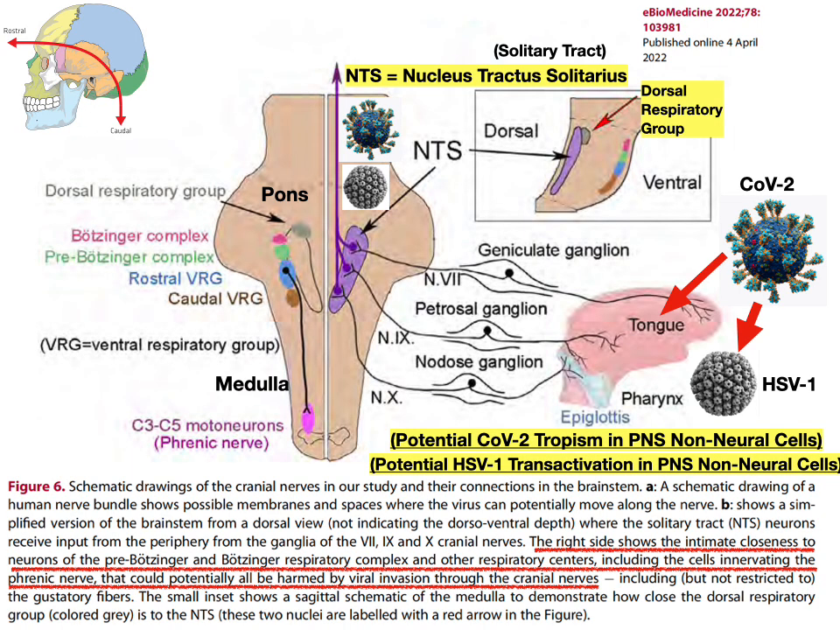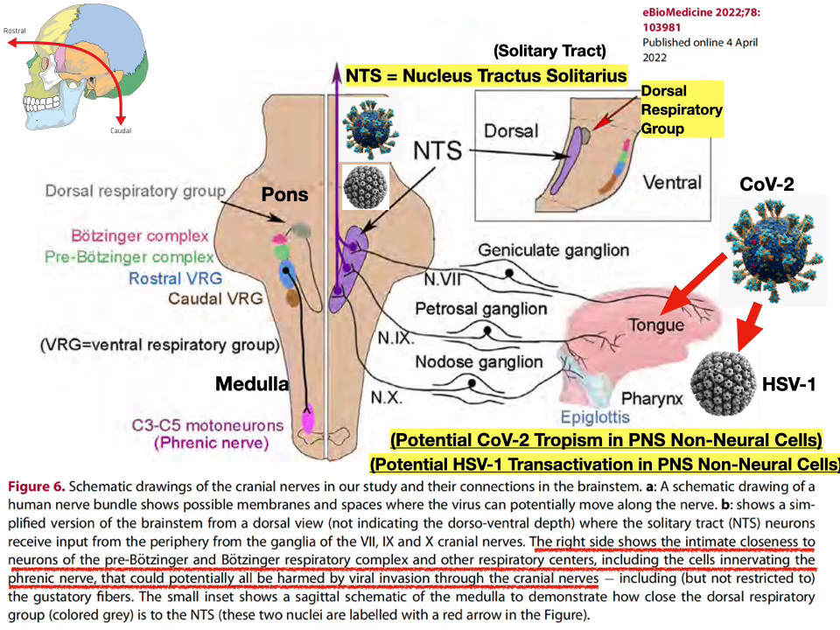These motor neurons emerge from the neck at cervical vertebrae 3, 4, and 5. They are bundled together in the phrenic nerve, which innervates the diaphragm. Now, with that background, I would now like to read the figure legend.